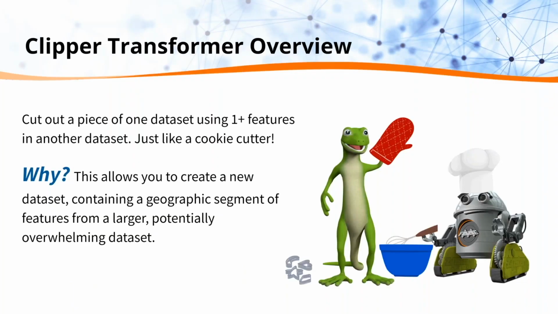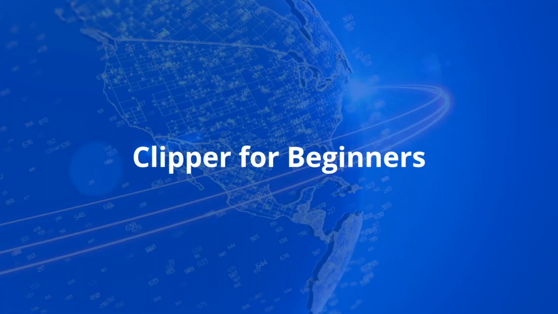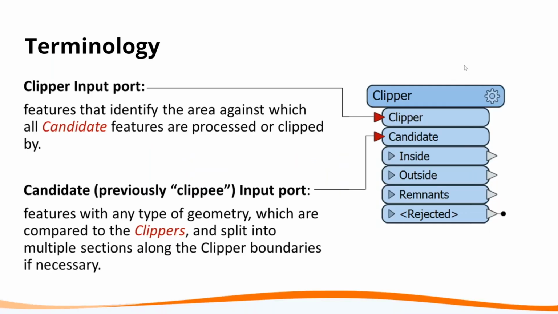So the Clipper transformer overview, we like to use the cookie cutter analogy, where the data is the dough and the Clipper is the cookie cutter itself. So in case you're new to the FME Clipper transformer, we're going to start off by defining some terms. So the Clipper input port. This can be areas or solids which are overlaid on candidate features to identify which of those features fall inside or outside of the Clipper. Those features are then split where they cross boundaries with the Clipper, and the geometry of the Clipper features is unchanged and they're discarded after use, so they will not come out of the Clipper transformer.